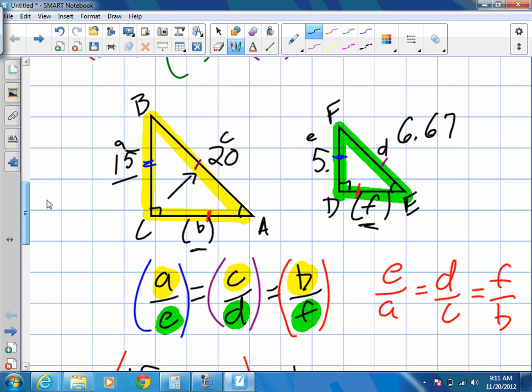Okay, so now that we know that this B is 13.22, I can easily use Pythagorean Theorem again to solve this, or we can use our ratio. Either of them will work for this question. Okay? That was a quick recap on Pythagorean Theorem for you.